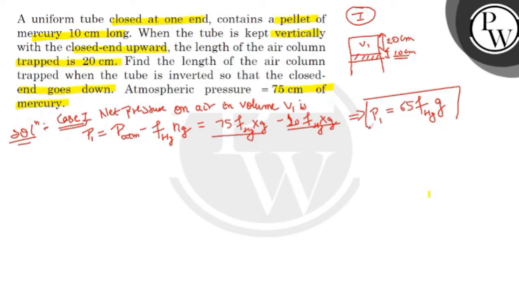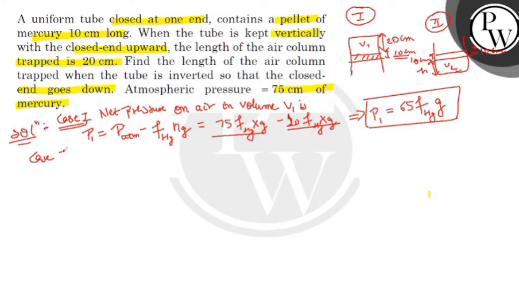And now our second case is that our uniform tube will be inverted just like this. And here is our mercury pellet having length 10 centimeter. This length is 10 centimeter. And we don't know about this, so let's take it H. We have to find out the length of this trapped air column. Okay, let the volume here be V2.